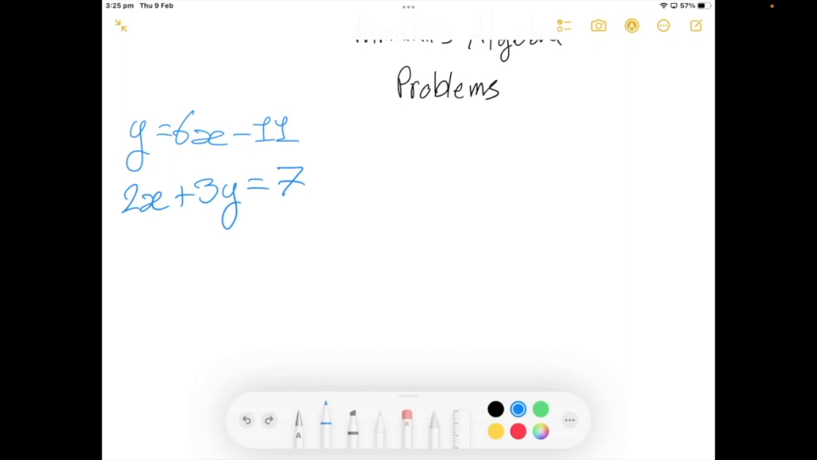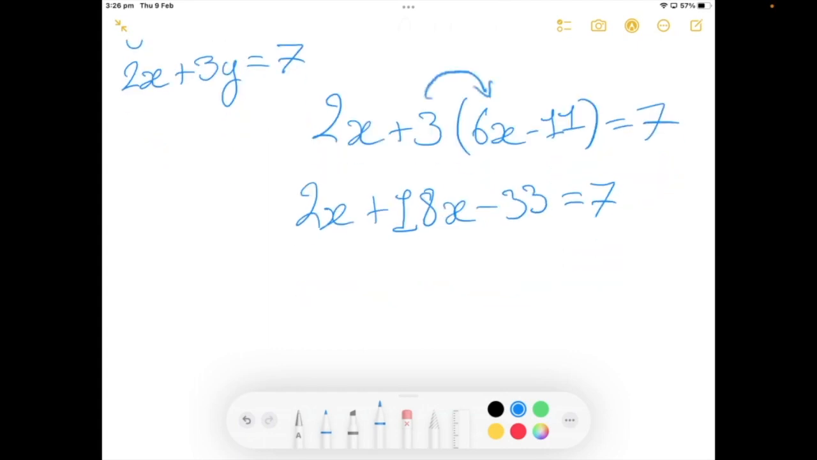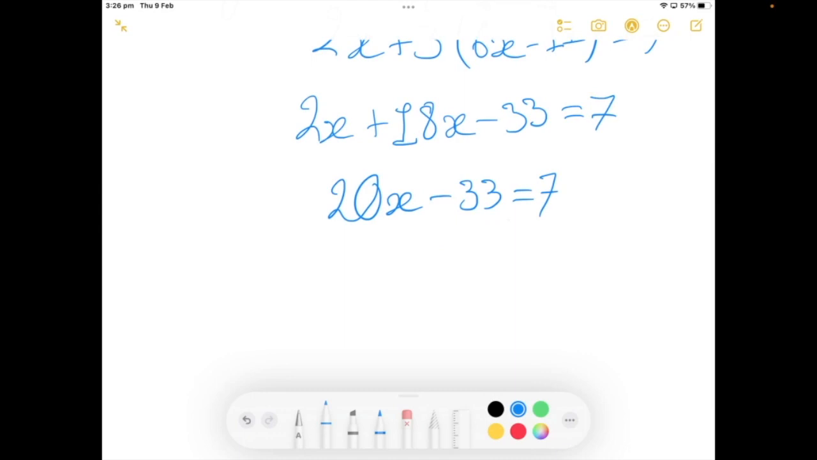Now, that would be 2x plus 3 times (6x minus 11) equals 7. Multiply. You see what I mean? So that would be 2x plus 3 times 6, which is 18x, minus 33 equals 7. This is what happens when you expand. You put these two together, that makes 20x minus 33 equals 7. So then you do plus 33 on each side.